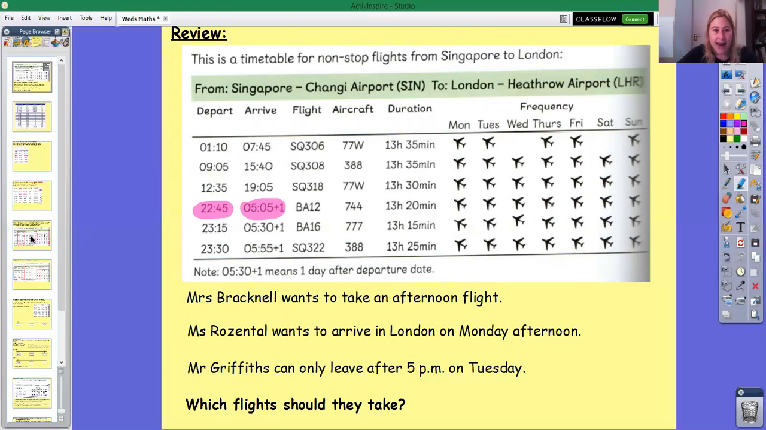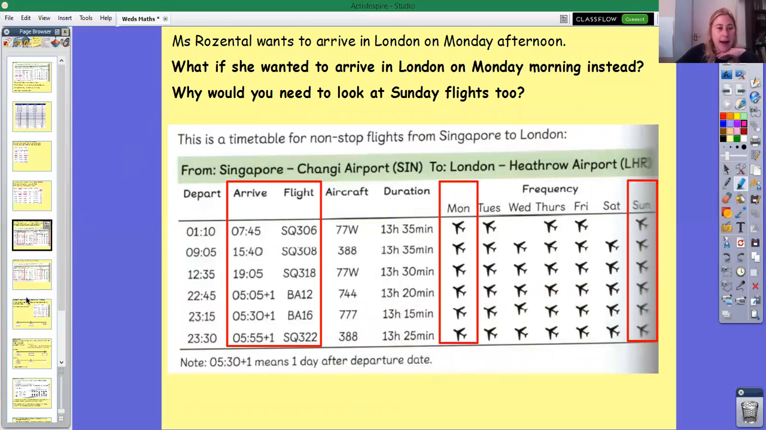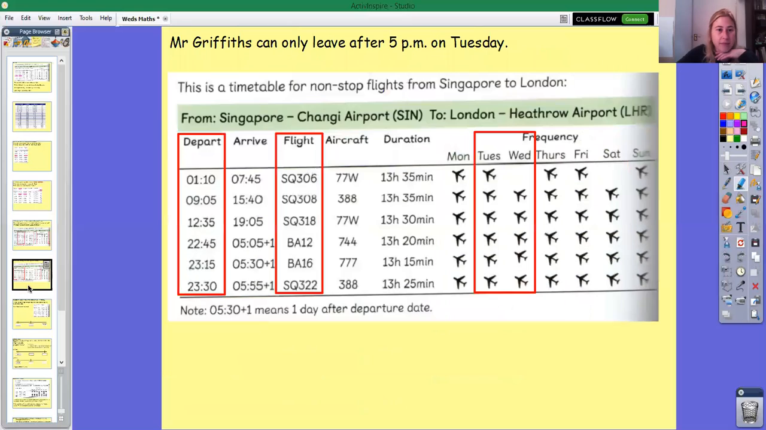Now we might need that for our next question, because it says in the next question, Mr. Griffiths can only leave after 5 p.m. on Tuesday. So let's think about when Mr. Griffiths can take his flight. If he's leaving, then he's departing, but he needs to depart after 5 p.m. on Tuesday. So we can look at the Tuesday column.